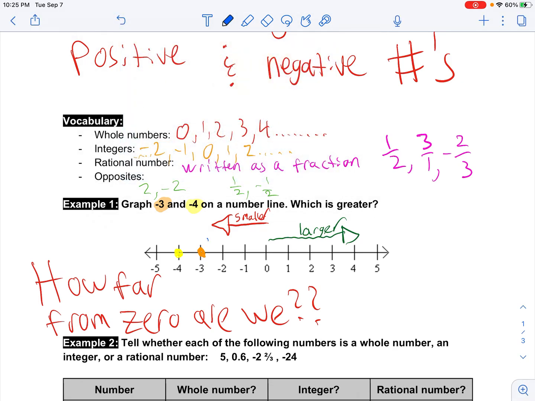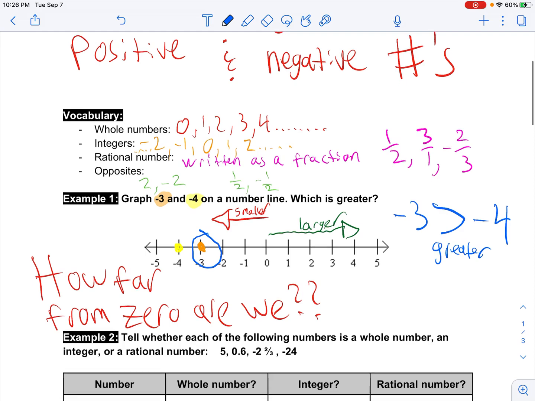The answer is going to be -3 is greater than -4, okay? -3 is greater than -4 because it's closer to 0. -4 goes further away from 0.